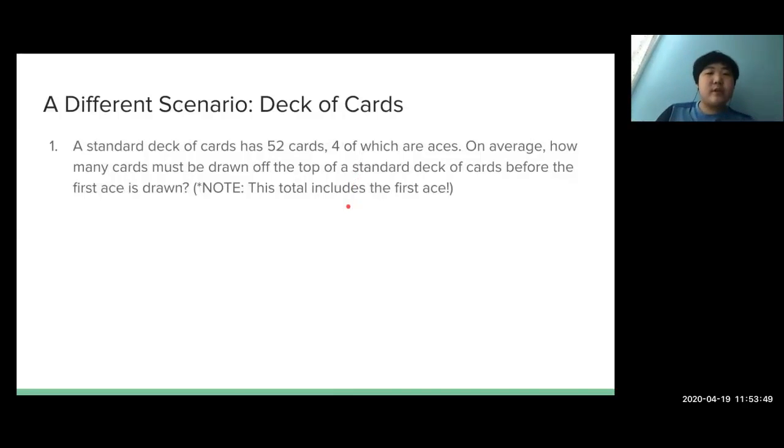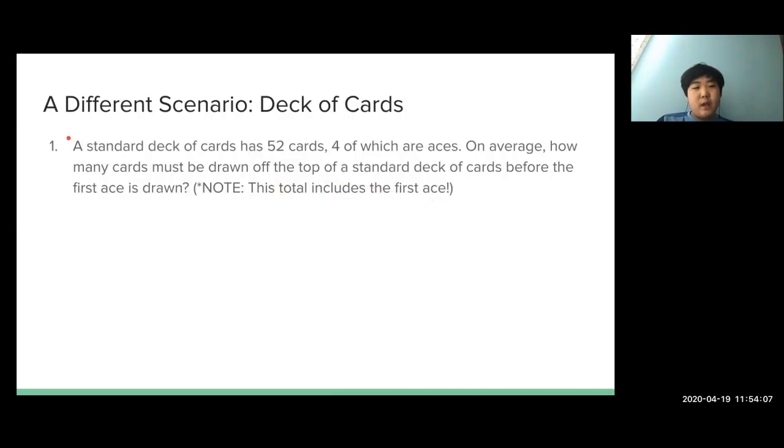And then there's a different scenario, which is the deck of cards. In this problem, a standard deck of cards is 52 cards, 4 of which are aces. On average, how many cards must be drawn off the top of a standard deck before the first ace is drawn? And note that this total does include the first ace.